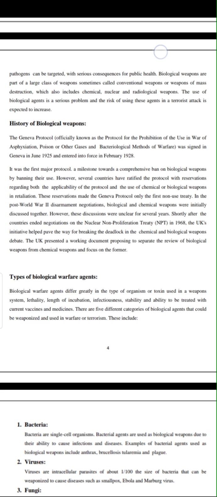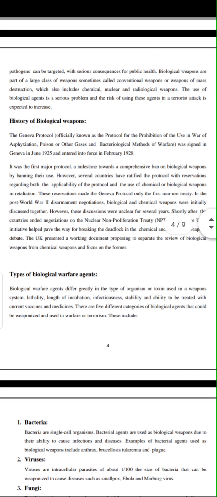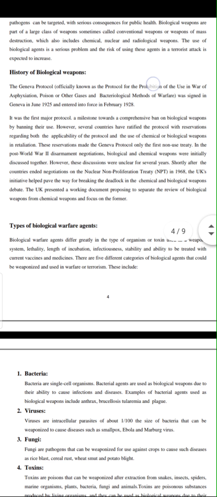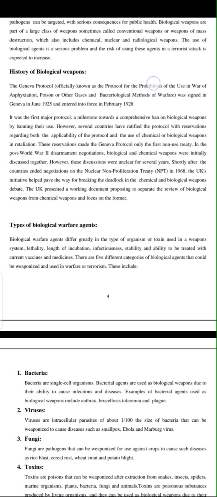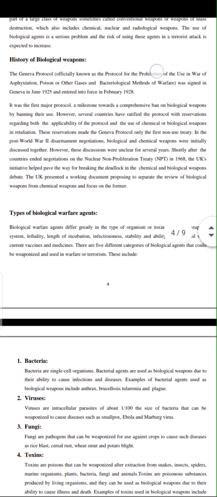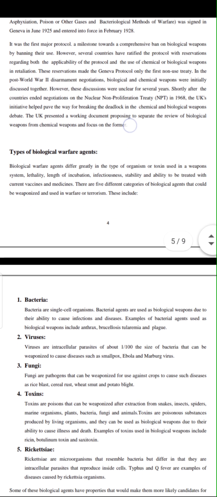In the post World War II disarmament negotiations, biological and chemical weapons were initially discussed. Shortly after the countries ended negotiations on the Nuclear Non Proliferation Treaty, also known as NPT, held in 1968, the UK's initiative helped pave the way for breaking the deadlock in the chemical and biological weapons debate. The UK presented a working document proposing to separate the review of biological weapons from chemical weapons and focus on the former.